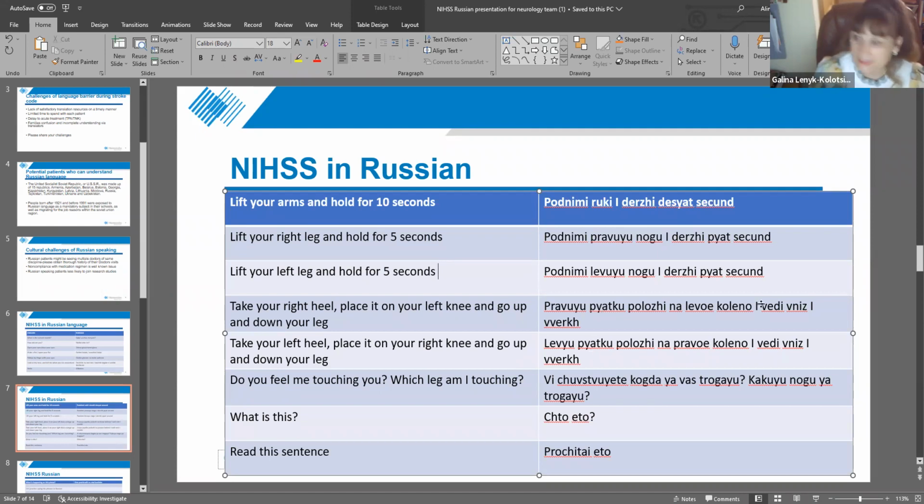See, you guys have a lot of talents. Good. Okay, now I want to get James over here. James, are you there? I am. Very well. Let's take the next one. Take your left heel, place it on your right knee, and go up and down your leg. So, левую пятку положи на правое колено и веди вниз и вверх. Левую пятку положи на правое колено и веди вниз и вверх. Wow, not bad, James.